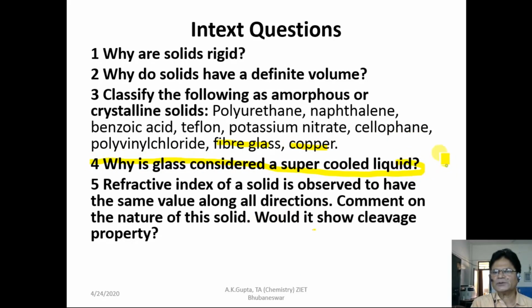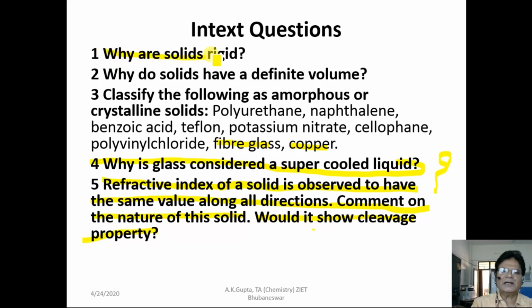Next, question number 4 is, why is glass considered a supercooled liquid? This is a very important question. Question number 5 is, refractive index of a solid is observed to have the same value along all directions. Comment on the nature of this solid. Would it show cleavage property? Very interesting question.